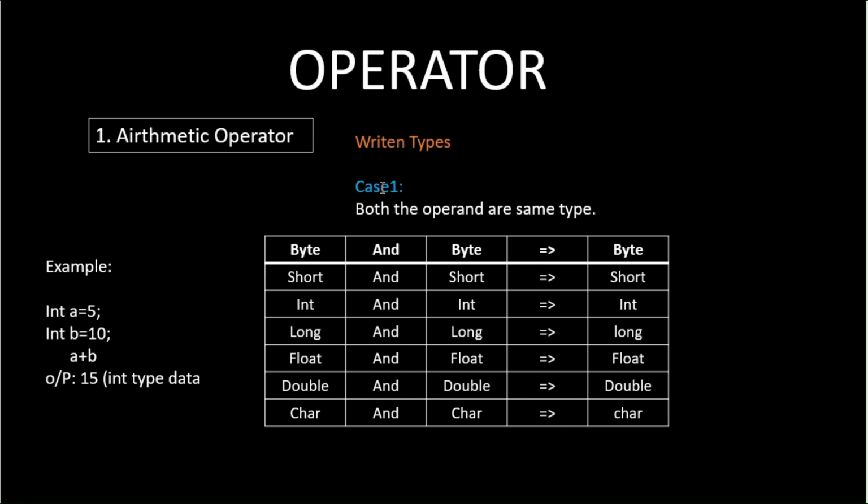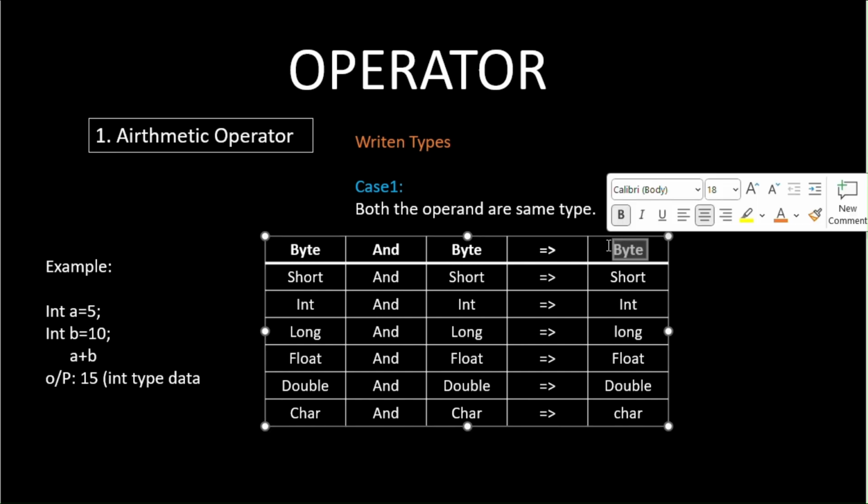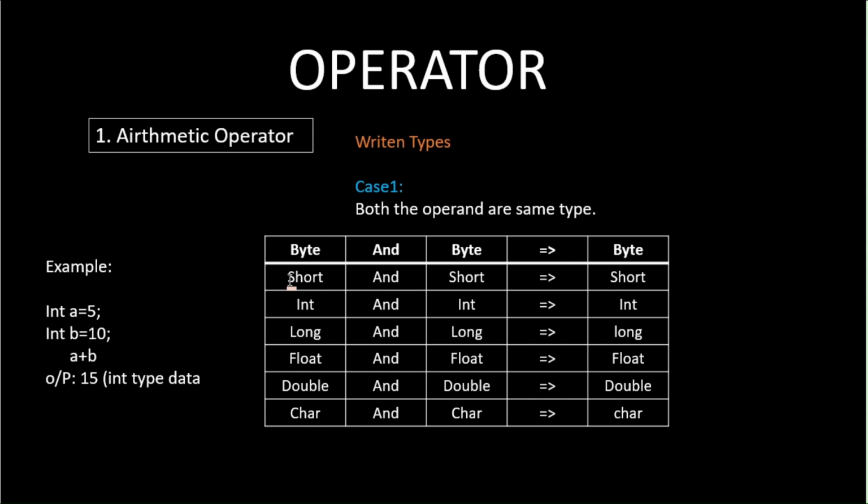Return types. Case one is, if both the operands are of the same type, then what will happen? What type of output will we get? Suppose you have byte type input 1 and byte type input 2 also. What we get in the output is byte type only. The same thing with short type operand 1 and short type operand 2: the output will be of the same type, short. The same with int, we will get int type data only. Long and long, we will get long type data only.